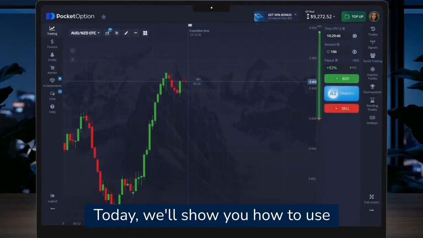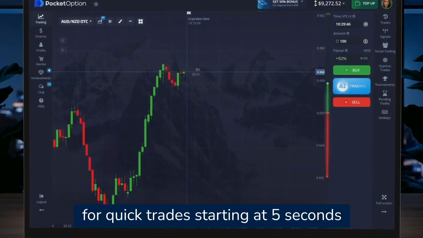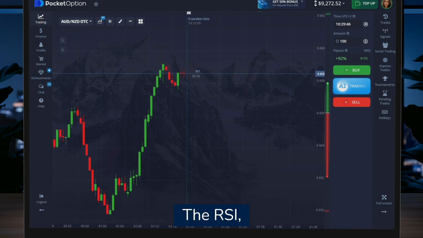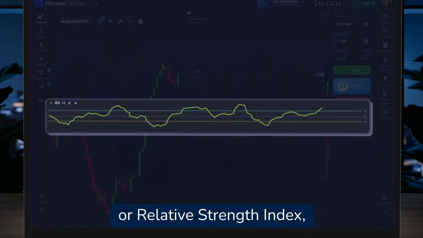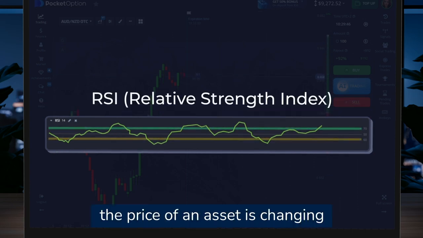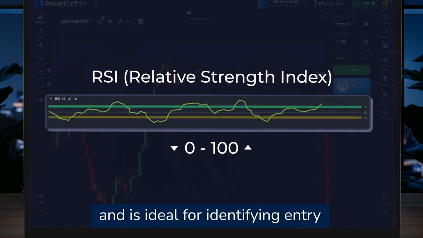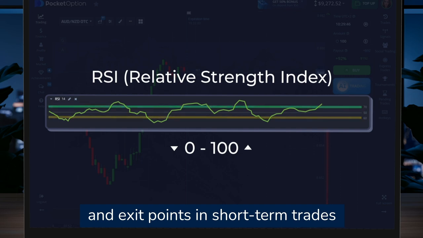How to use the RSI indicator. Today, we'll show you how to use the Relative Strength Index, RSI, indicator for quick trades starting at 5 seconds. The RSI, or Relative Strength Index, is a momentum indicator that helps you determine how much and how fast the price of an asset is changing. It ranges from 0 to 100 and is ideal for identifying entry and exit points in short-term trades.